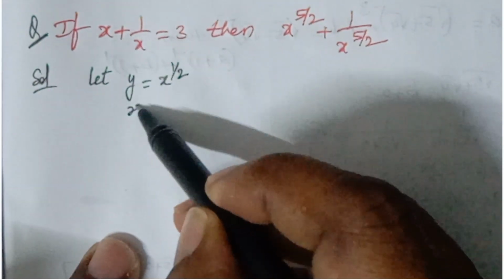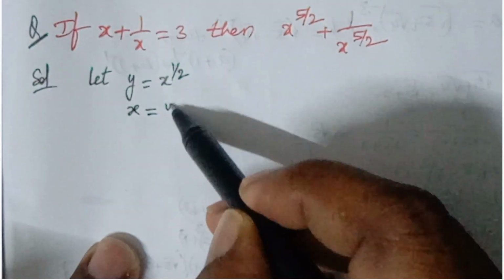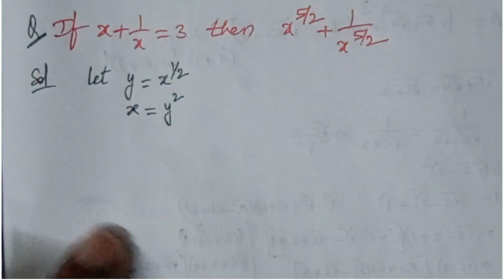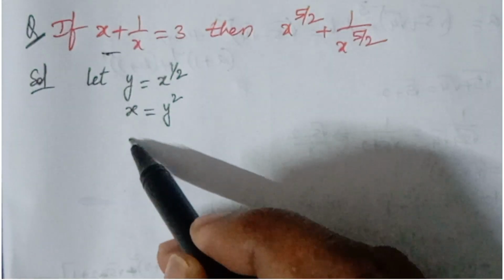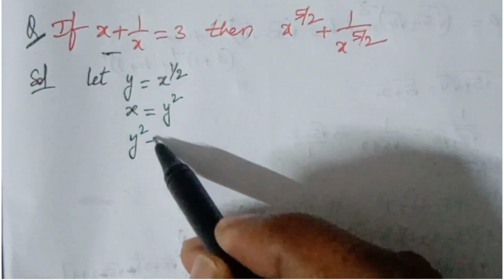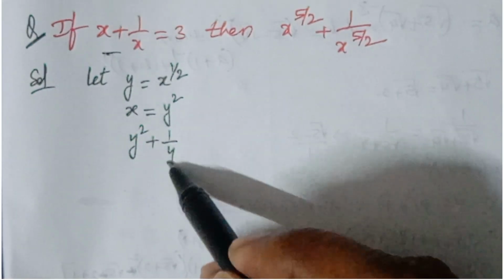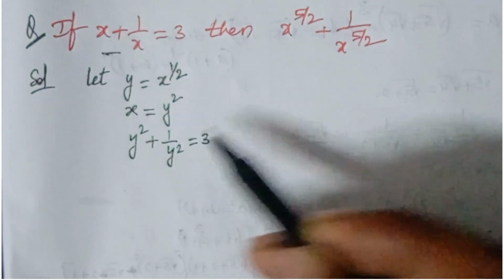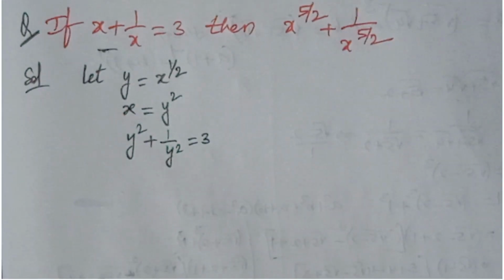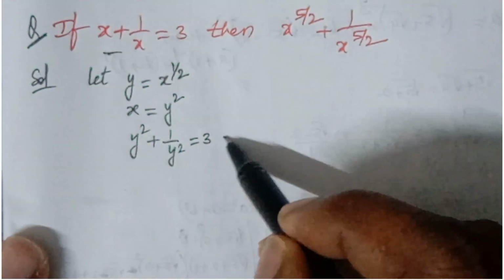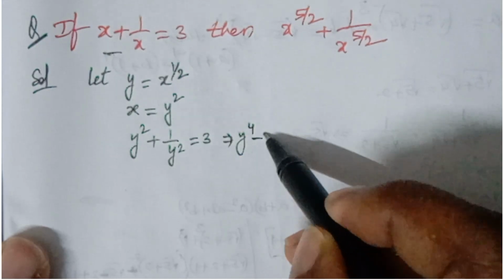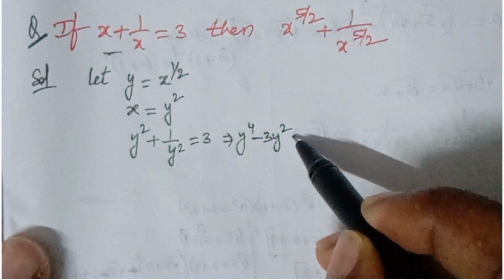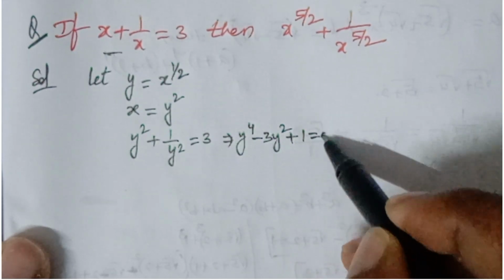So here you can write x is equal to y square. If you substitute this value in the first equation, y square plus 1 by y square is equal to 3. If you solve this, you'll get y to the power of 4 minus 3y square plus 1 equal to 0.